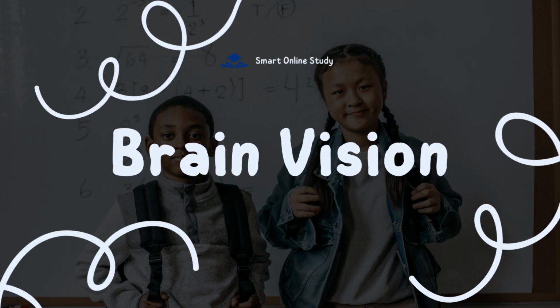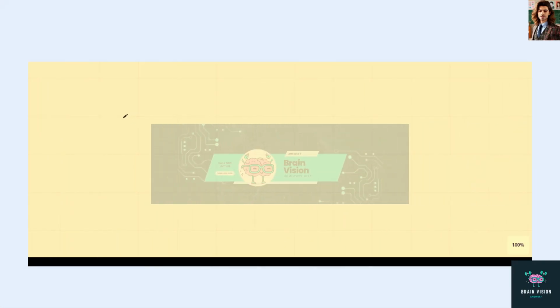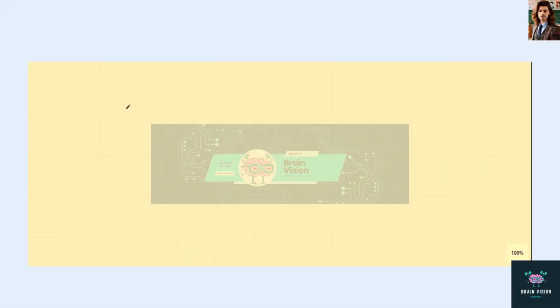Welcome to Brain Vision. In this problem, we have a ball that is fired from a tube with a given velocity. We know its coefficient of restitution when it hits the ground. We want to determine the maximum height after it strikes the ground and bounces off the surface.